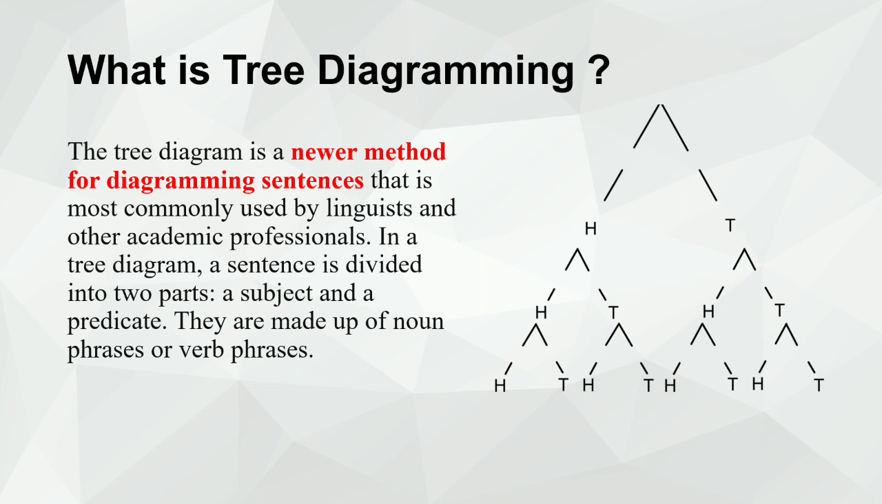In a tree diagram a sentence is divided into two parts. If we want to make a tree diagram of a phrase or a sentence and so on, the sentence is divided into two parts. We have the subject and then the verb phrase, or what we call the predicate.